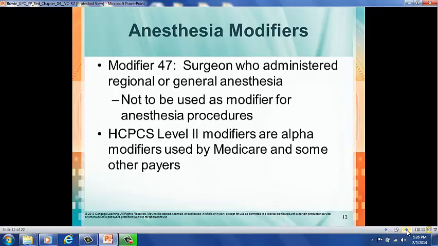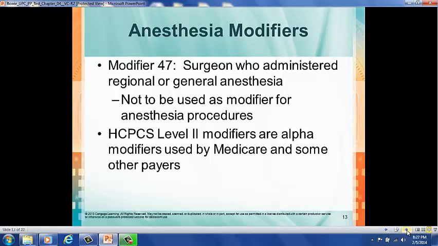After selecting the correct CPT code, you need to select modifiers to further describe the case. There are numerous types of modifiers that are used with anesthesia codes. One common error coders may make is assigning modifier 47, anesthesia by surgeon. This modifier is to be used only by a surgeon who administered regional or general anesthesia. Modifier 47 is added to the procedure code for the service performed. This modifier is not used for anesthesia procedure codes 00100 through 01999.